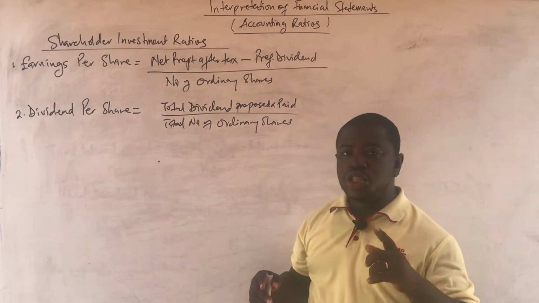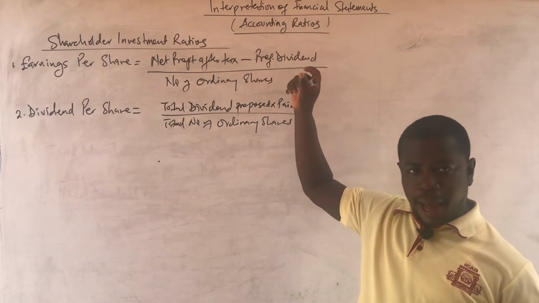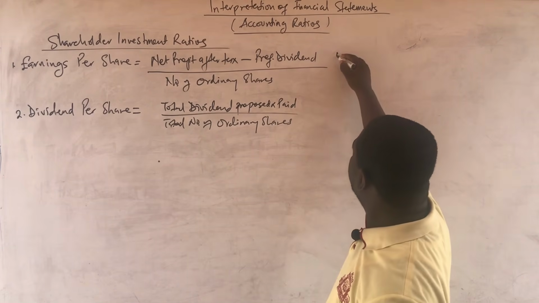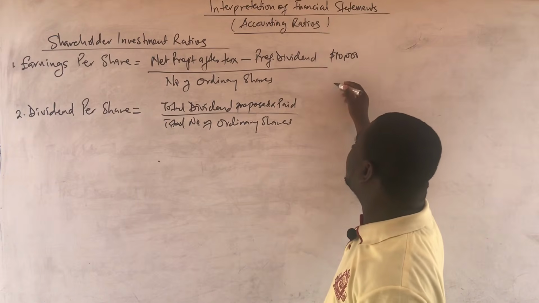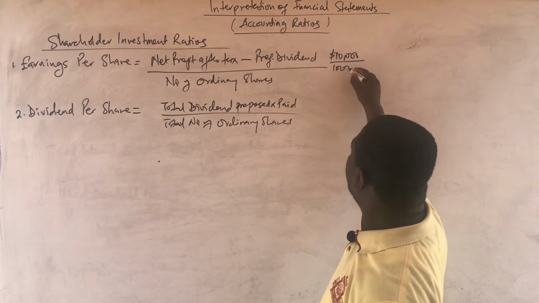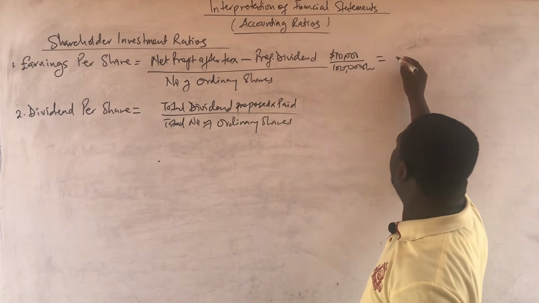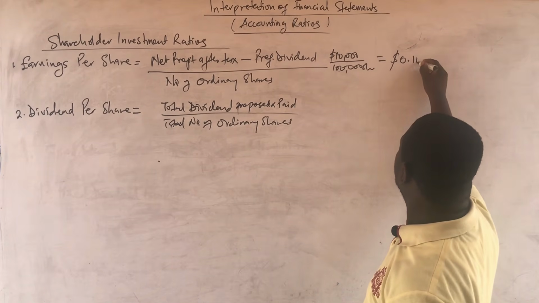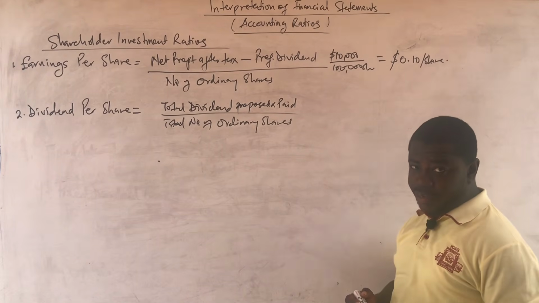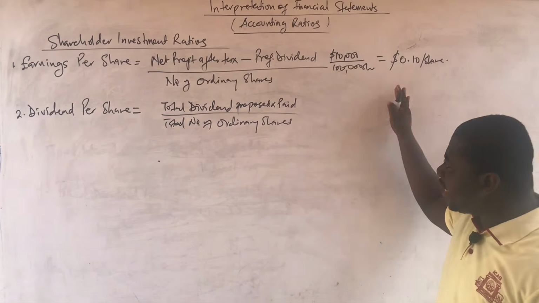We are earning, so you see, it is always expected that the earnings per share will be a higher amount as compared to the dividend per share. So if you are earning $10,000 in total, and your total number of ordinary shares is 100,000 shares, then you are going to have $0.1 per share as your earnings per share. That is the meaning. You are going to have 10 cents, or $0.1, as your earnings per share.